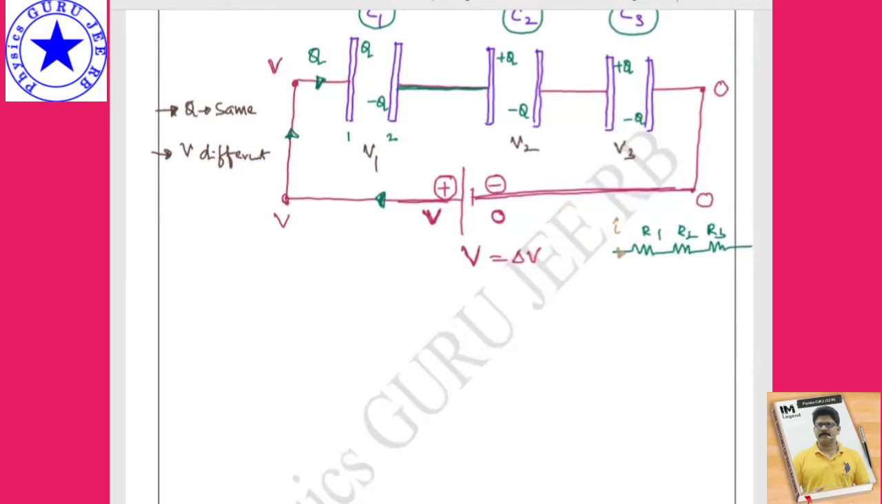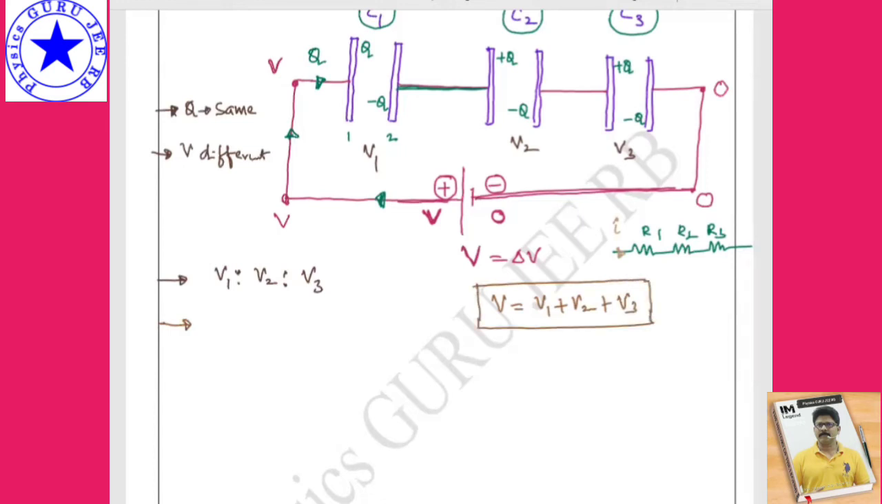Now if I want the ratio of potentials, V1 is to V2 is to V3. Similarly, the total potential V is equal to V1 plus V2 plus V3. That's all. This is the total potential distributed across each capacitor, V1, V2 and V3, right?